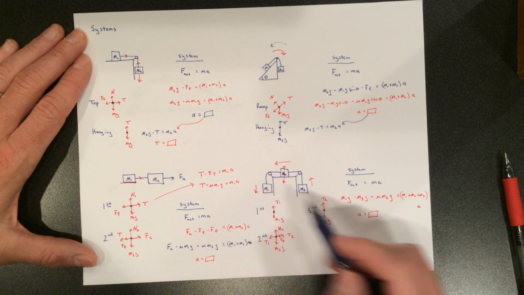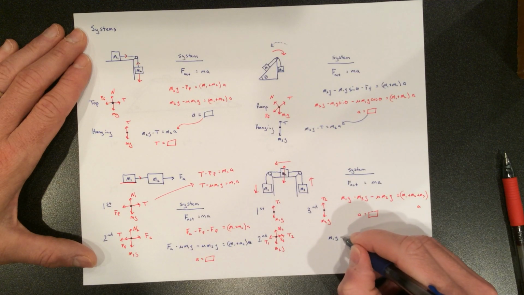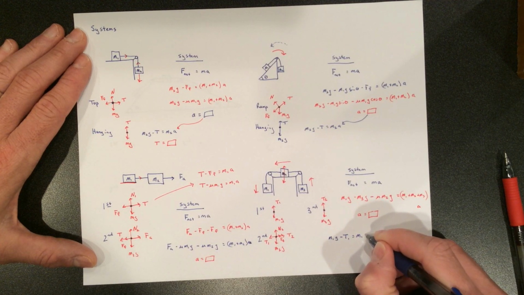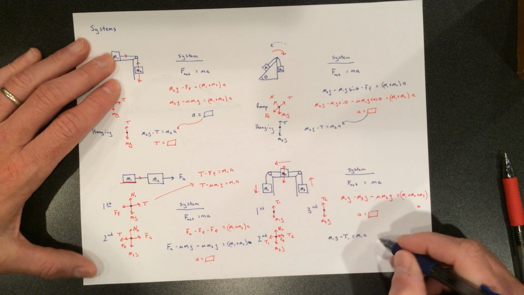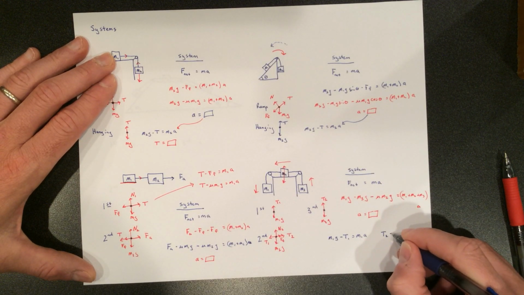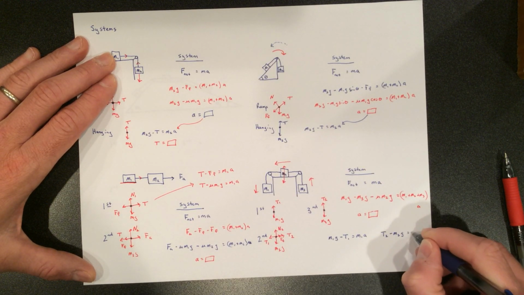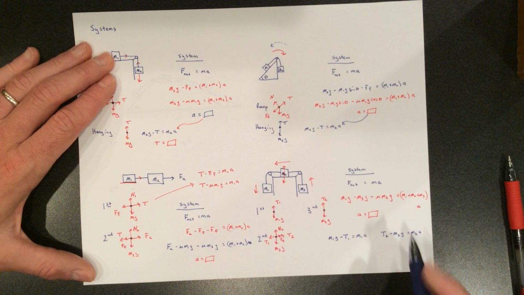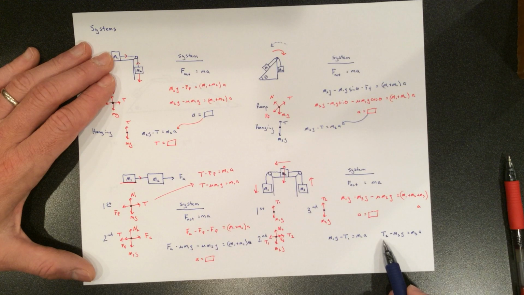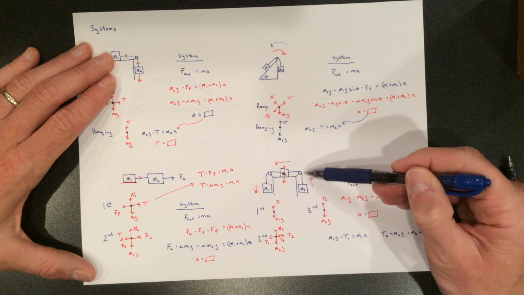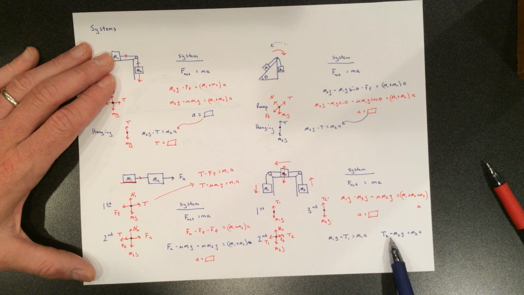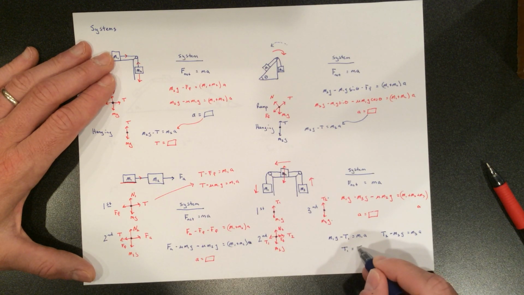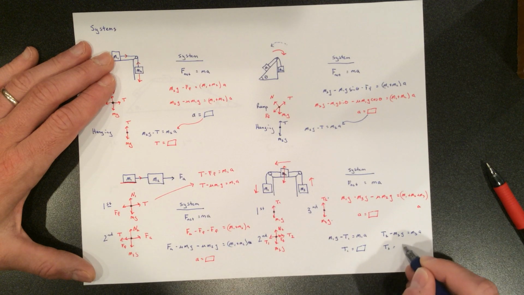If I just looked at box 1, I could do M1G minus T1 equals M1A. If I know the acceleration, I could now find T1. If I looked at just box 3, I could do T2 minus M3G equals M3A. And you'll notice over here, I put the tension first. And why? Because box 3 is going up, which means that the up force is bigger than the down force. So T2 minus M3G equals M3A. And again, this equation solves for T1, and this equation would solve for T2.